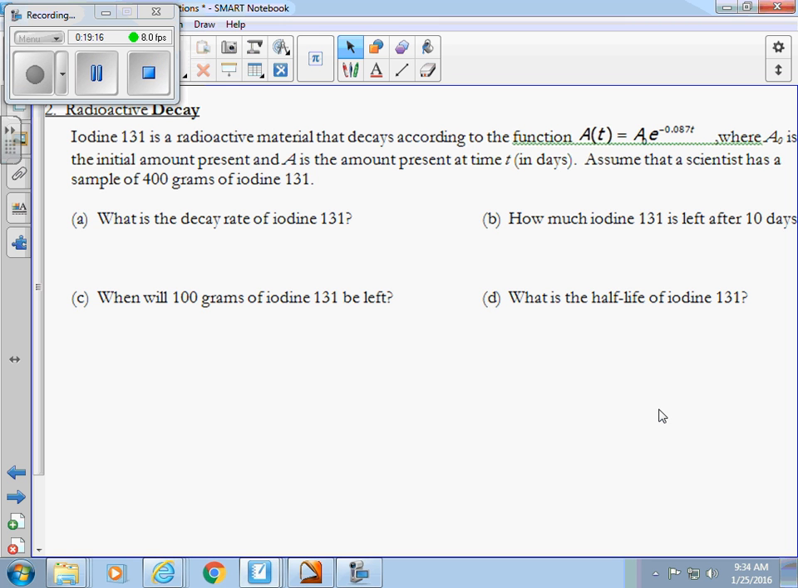Assume a scientist has a sample of 400 grams of iodine. I'll give you a minute to write, and then we'll work the problem. Part A is, what is the decay rate?